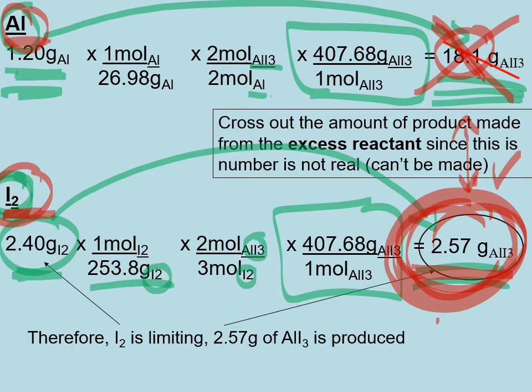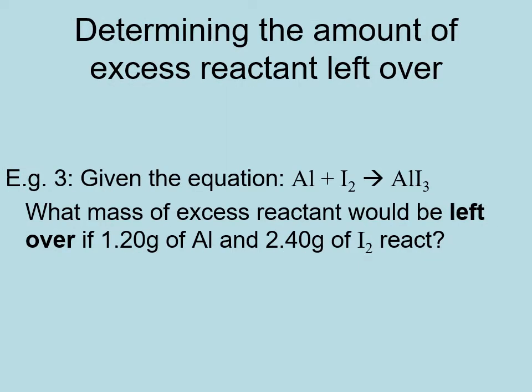Make sure you do cross off that other one, because another popular question to ask is, how much excess reactant would be left over? Another way of saying that would be, okay, we're not going to use all our aluminum, so how much would we have left over? Make sure you do not use the amount of product made from that aluminum, because you can't actually make that amount of product. You'd run out of iodine before that happened. So to do that, let's try it out in a separate step: determining the amount of excess reactant left over.